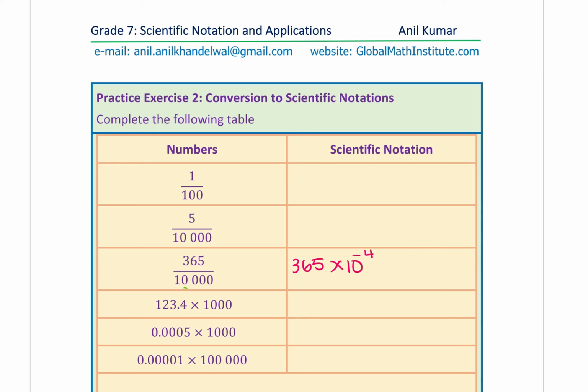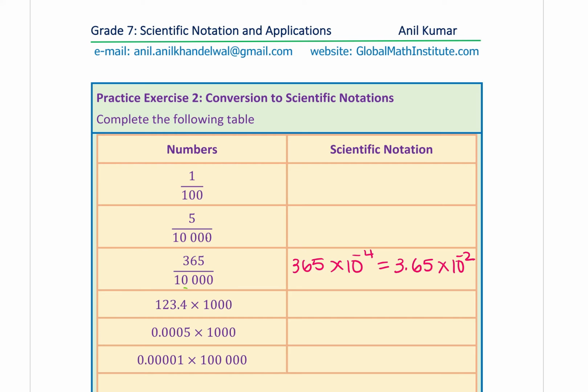Now, we have to look into the decimal position. The decimal should be written after 3 because the number should be between 1 and 10. So if I want to write this as 3.65, I'm moving the decimal two places to the left, that is to say, add 2 to the exponent. So when I do minus 4 plus 2, I get minus 2 as our answer. So that is one way of doing it. Is that clear to you?